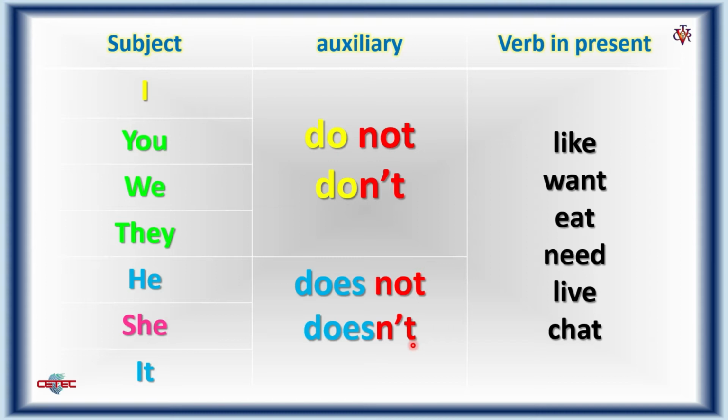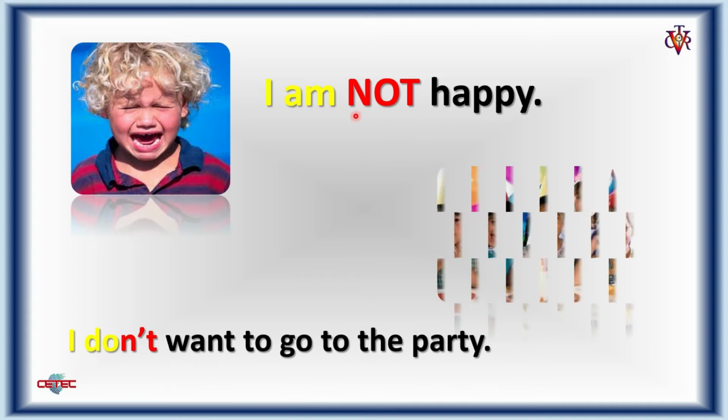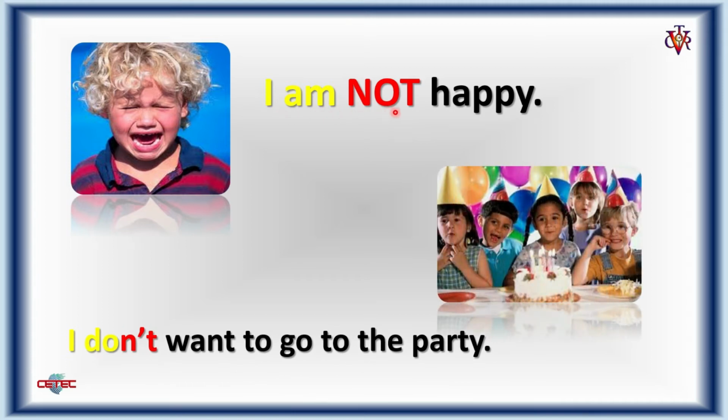Let's see a few examples. I am not happy. Now, the sentence is negative, but here we are going to use that form. I don't want to go to the party. Here, the subject is I, and do not or don't want to go to the party. Don't forget that this is an apostrophe, placed between one consonant and another consonant, and it has to be at the top.